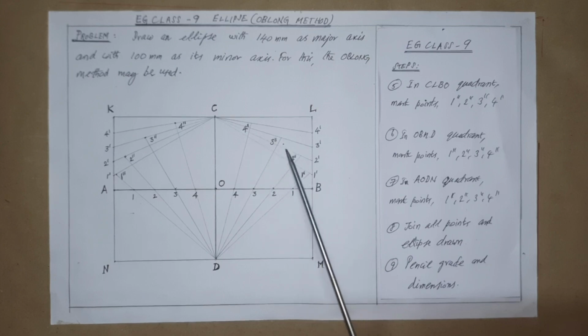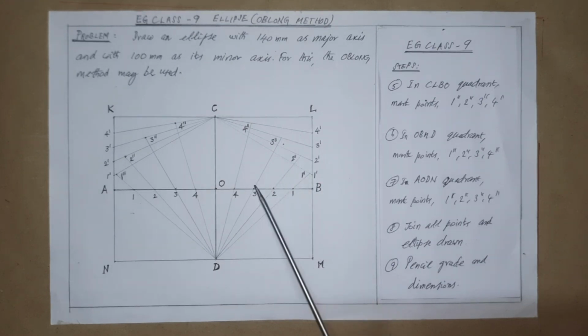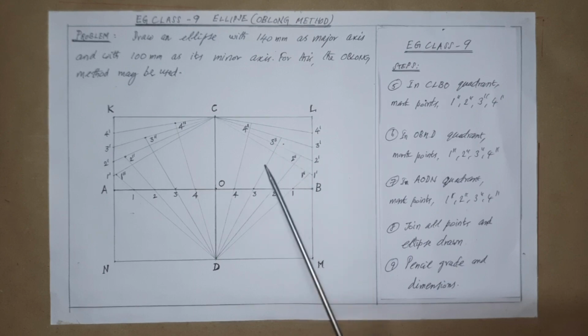The points should be carefully drawn up to what line based upon the all the 1s, all the 2s, all the 3s are in the same path. That should be remembered, all the 4s.